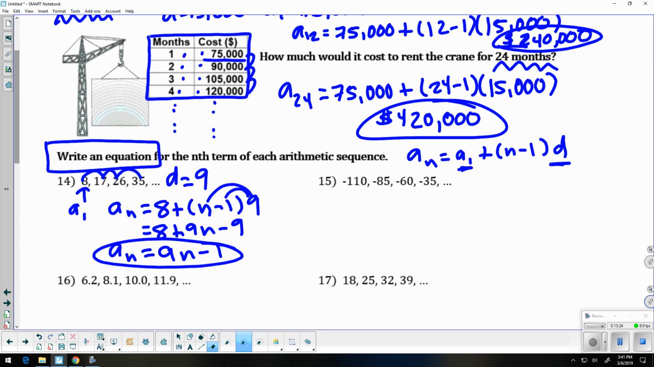So same thing for 15. We can obviously see the first term. We can figure out what D is. Numbers are going up by 25 in this case. So again, plug those two values in where they go.